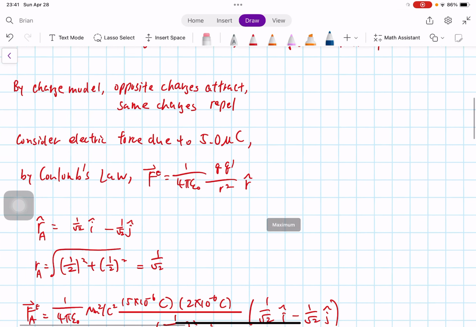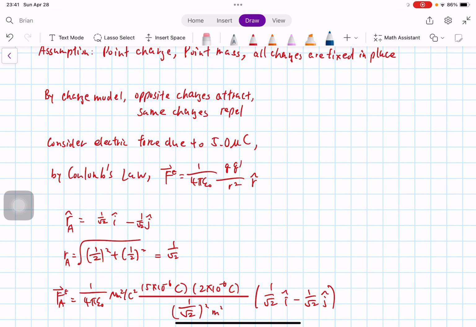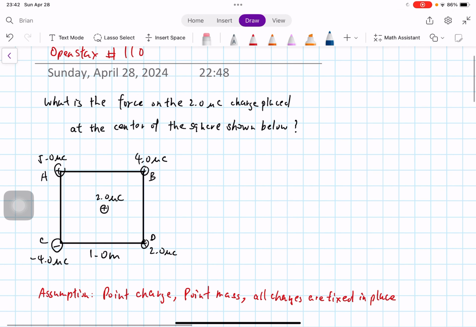So first, we have to find R hat, then we have to find R and Q in order to evaluate the F_E. The question has given us both Q, and this other thing is just a constant, but they didn't give us the exact distance between different charges.